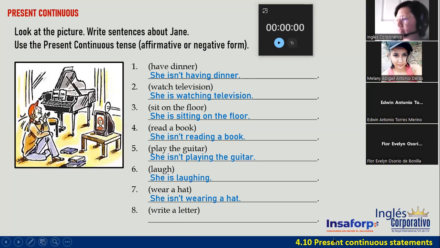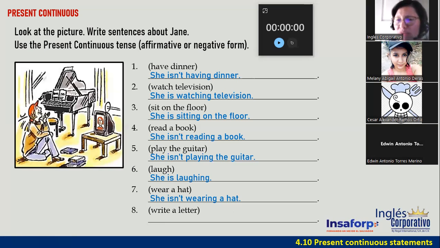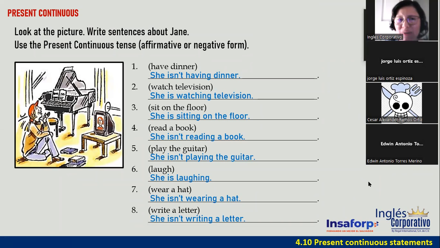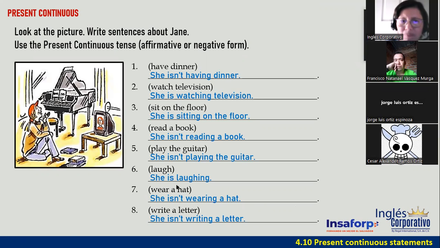Is she writing a letter? No. Entonces, ¿cuál sería la oración? She isn't writing a letter, ¿verdad? She isn't writing a letter. Very good. And that's how it works, ¿verdad? Así es como funcionan las oraciones afirmativas y negativas. ¿De acuerdo? Entonces me detengo nuevamente y pregunto, ¿hay alguna duda con respecto al tema de present continuous, positivo y negativo? ¿No? Ok.